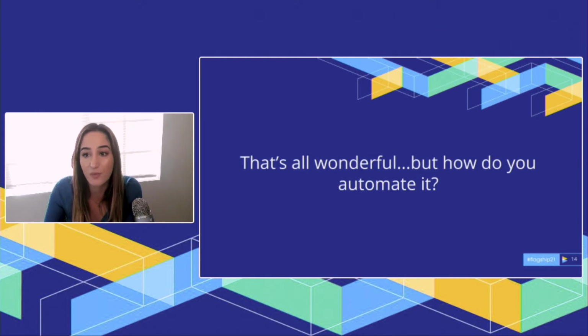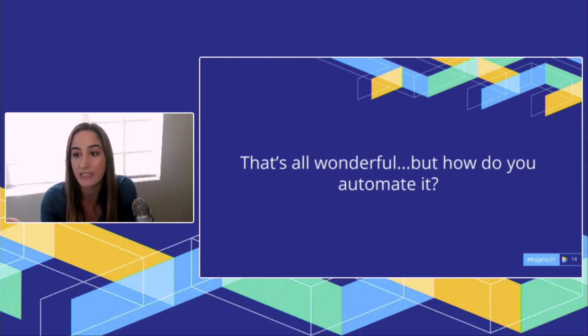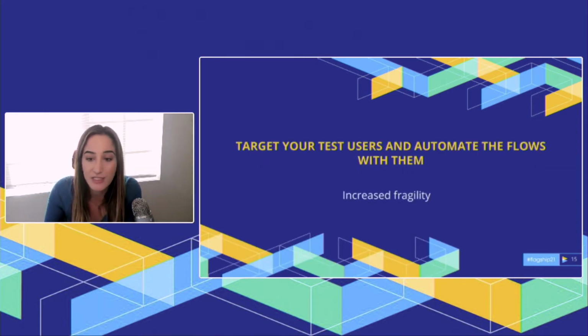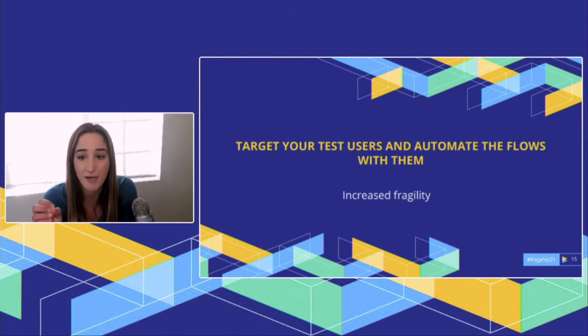And I thought, that's all wonderful, but how do you automate it? Because you can't possibly manually test every feature every time you release. And with feature flags, you have this added complexity. So how do you automate it? And so there's two options for automation here. The first is that you target your test users and automate the flows with them. So you would take your automation users, your automation bots, your test users, and target them inside of your feature flags, just like you targeted everyone else.